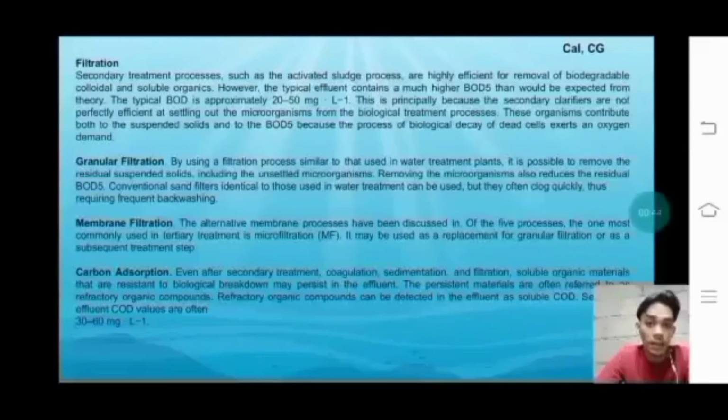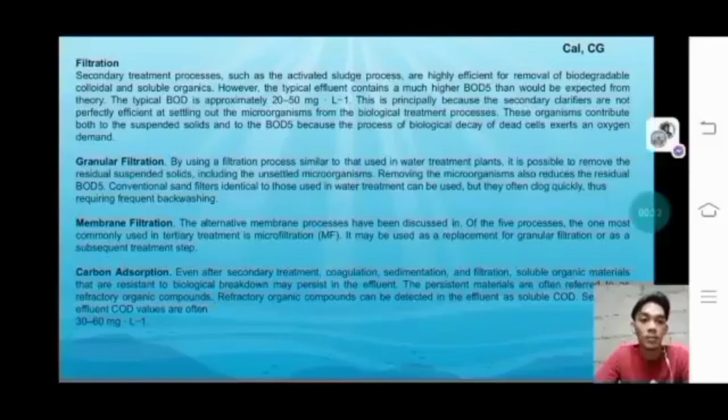And next is granular filtration. By using a filtration process similar to that used in water treatment plants, it is possible to remove the residual suspended solids, including the unsettled microorganisms. Membrane filtration. The alternative membrane processes have been discussed. Of the 5 processes, the one most commonly used in tertiary treatment is microfiltration.